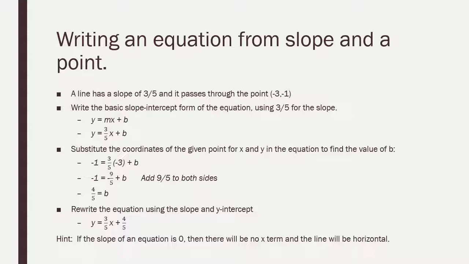equals b. So now we know that this graph, or this equation, or this function is going to be passing through the y-axis at 0, 4/5. So we can rewrite the equation as y equals 3/5 x plus 4/5. Now, if the slope turns out to be 0, remember that there's not going to be an x term because 0 times x is 0, and you would just have y equals a number, and just like in the last slide, that's going to be a horizontal line.